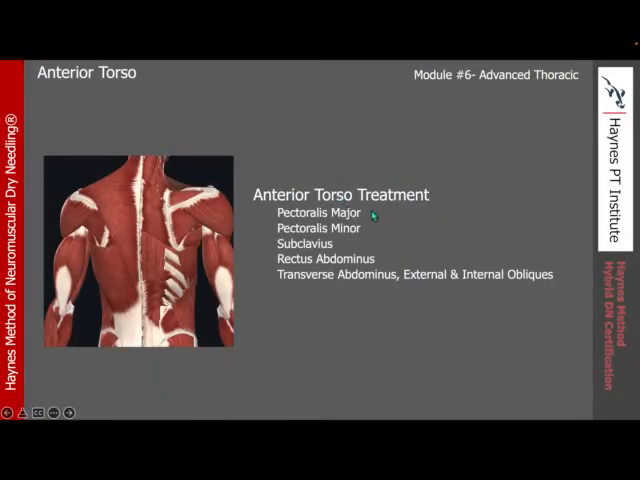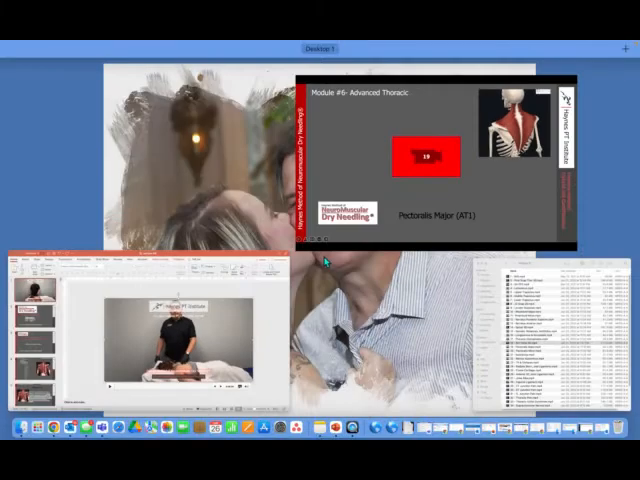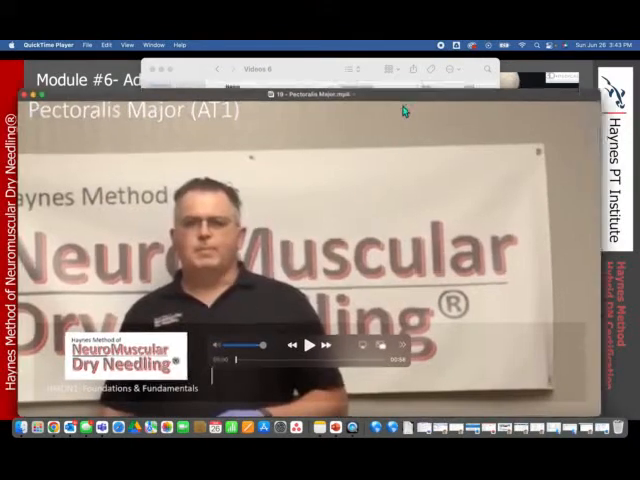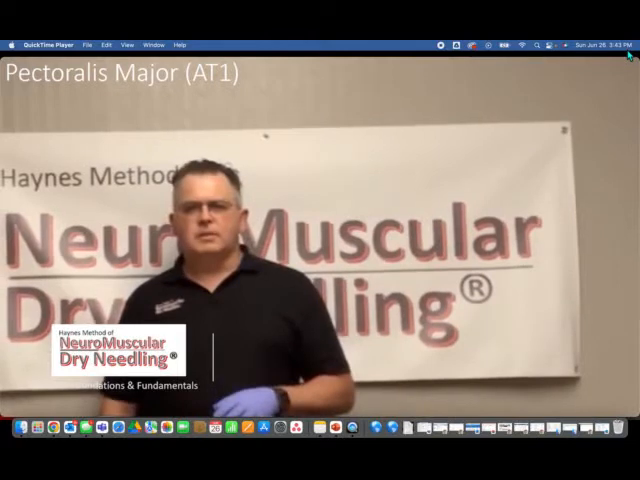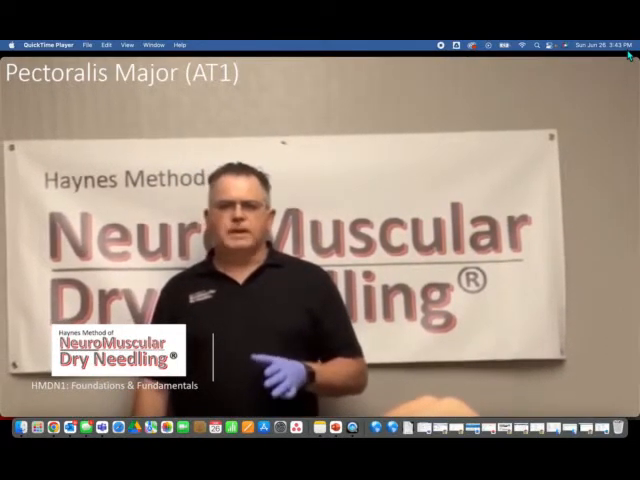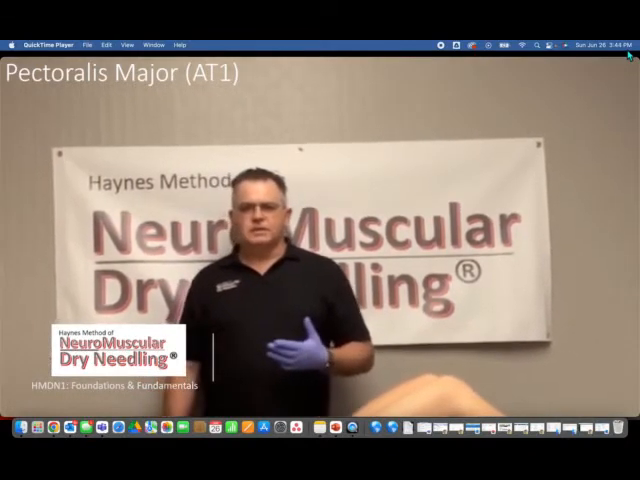Okay, so for our treatment, we'll again look at our Pec Major, Minor, Subclavius, and then our muscles of our torso, Rectus Abdominis, Transversus Abdominis, external and internal obliques. Pectoralis Major, the patient is going to be in the supine position. Needle length will be from 40 to 60 millimeters based on patient's habitus. Backdrop, there's going to be no backdrop in this situation.